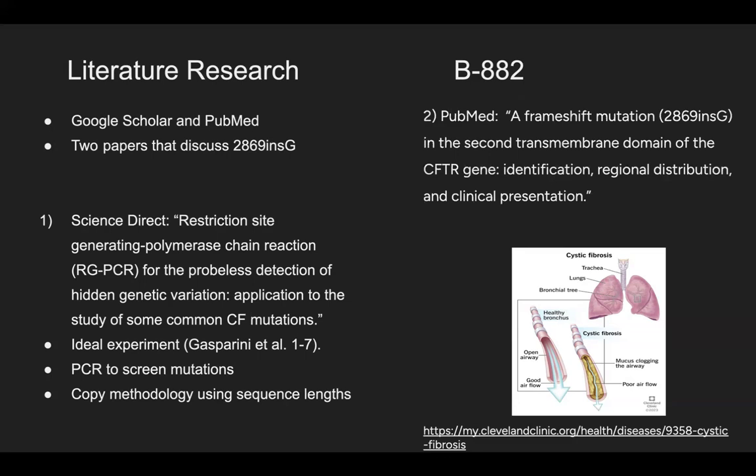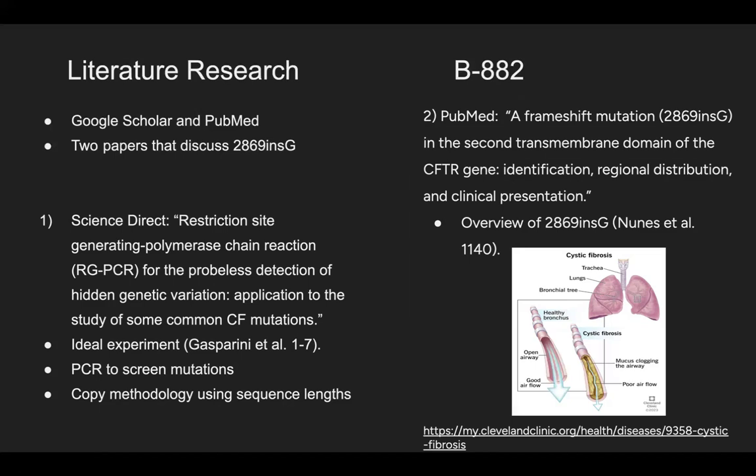CFTR Gene, Identification, Regional Distribution, and Clinical Presentation. This paper is a review of the 2869 INSG mutation about what it is and how to identify it. We found two research papers where the authors designed a PCR based on diagnostic assays and can now identify the primary DNA sequences that should be able to work in our PCR.